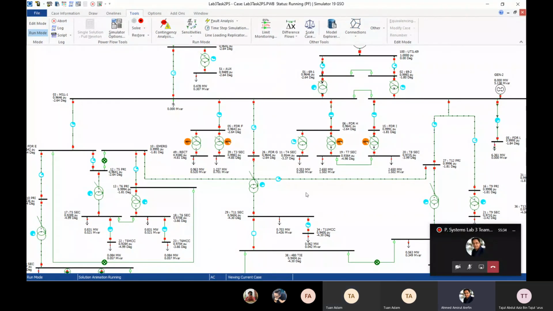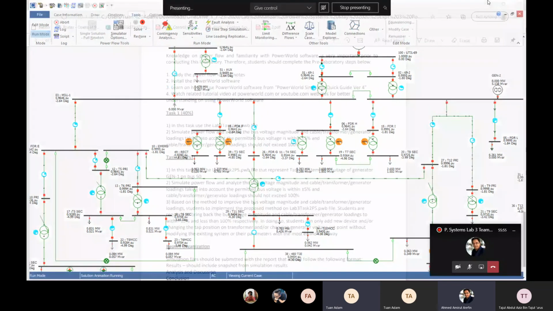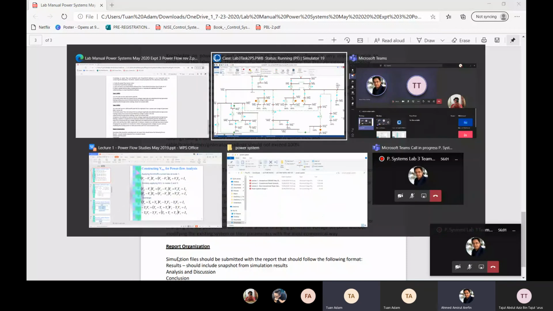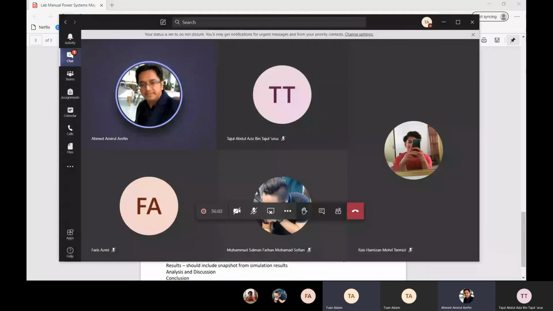Okay. So before changing, what was the value? 0.93 something. So now it's 0.99. Okay. Thank you, Tuan Adam. So do you have any questions regarding lab reports or anything?